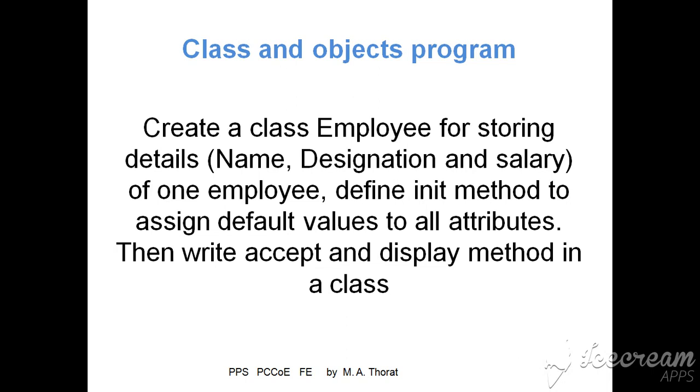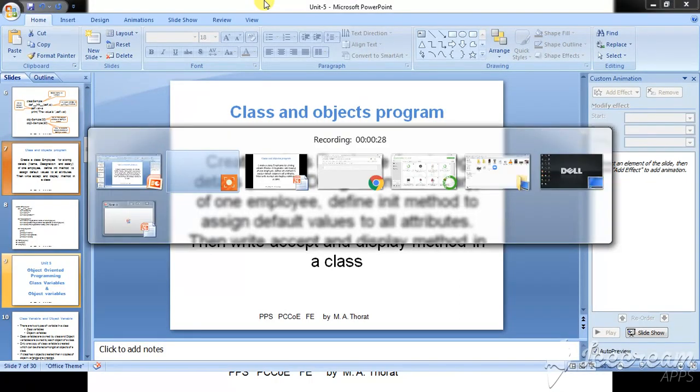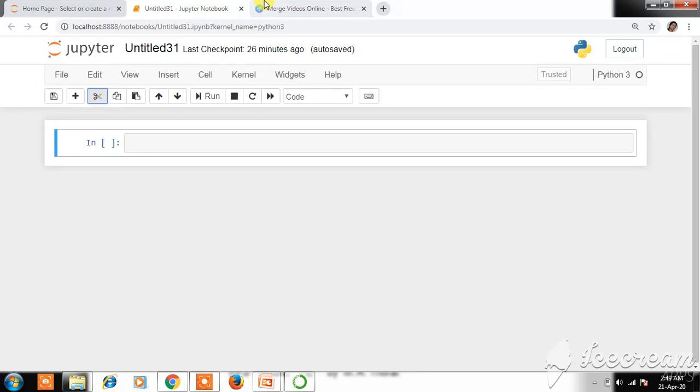Now in this slide we'll see the execution of this problem statement. The problem statement is: create a class Employee for storing details as name, designation and salary of one employee, and define an init method to assign default values to all attributes, and then write accept and display methods in the class. Okay, so how to write the code for this problem statement?